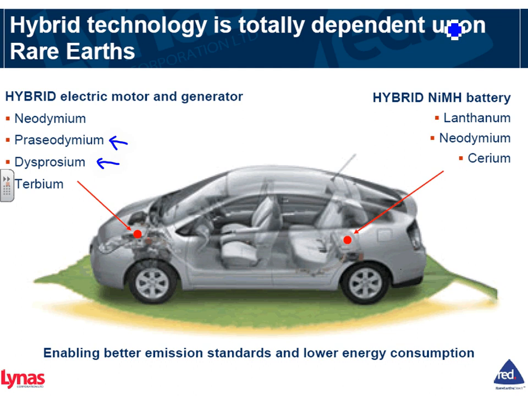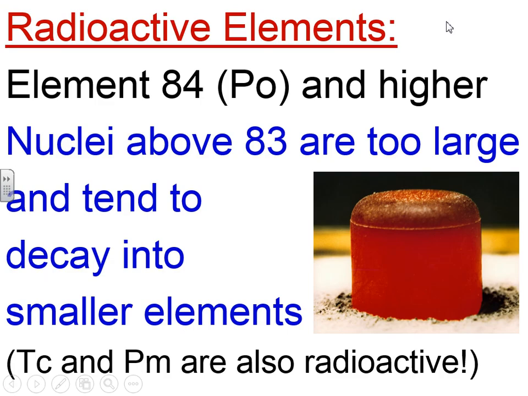And then finally we have radioactive elements. Anything above 84 technically are considered radioactive. So element 84 being polonium, the nucleus gets so big and unstable that it essentially falls apart on its own. And they decay then into smaller elements. Essentially the nucleus breaks apart into pieces, into 2 or 3 pieces. Most of them decay into helium. Helium is a very common decay product.